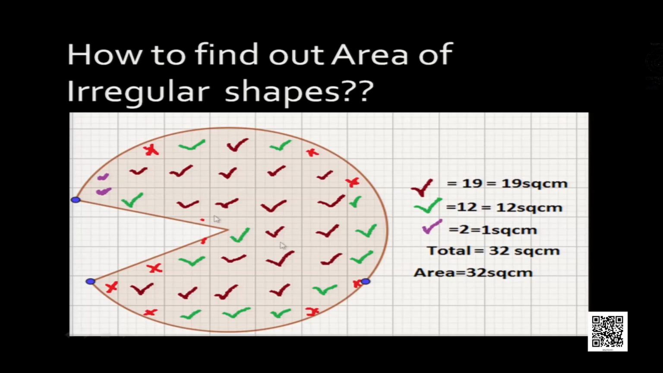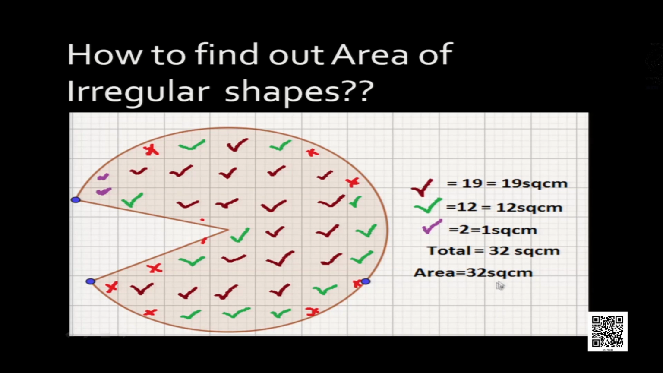See, I have taken another irregular shape here made of curve, and there are line segments also, but this is not a regular shape like a rectangle or a square. Okay, so here I have calculated 19 full squares. I have marked them in brown color. Then 12 more than half squares, I have marked as green. Then 2 half squares, I have marked in another color, so they will become 1 square centimeter. So add them, 19 plus 12 plus 1. You will get 32 square centimeter.